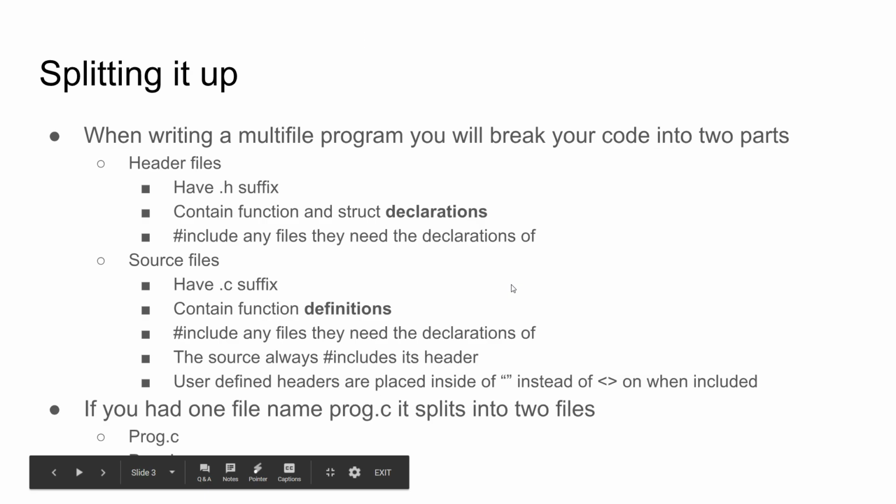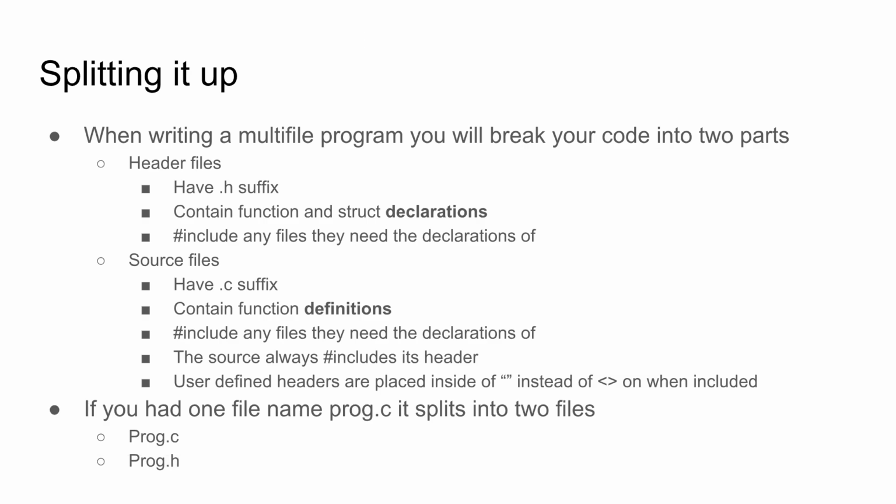The C file will always include its .h file. So if you have prog.c, it is always going to include prog.h. And what does #include mean? Copy paste, right? We're really just copying and pasting all the declarations into that file. And if other files will eventually need to call some of those functions, they'll also need to include it as well.